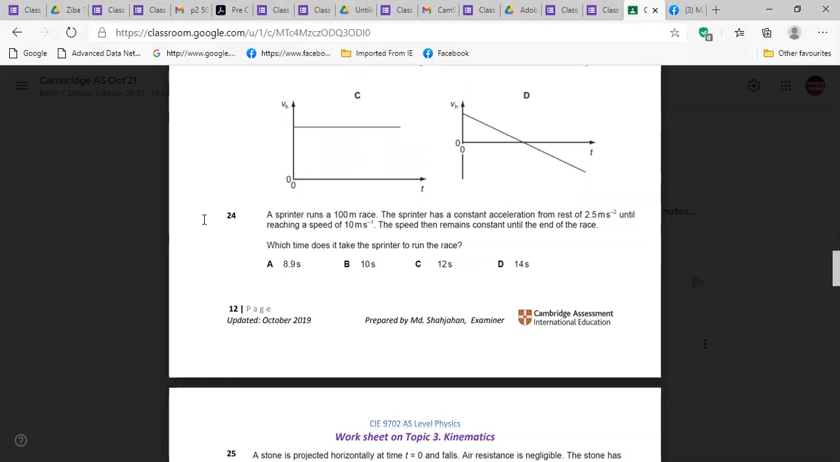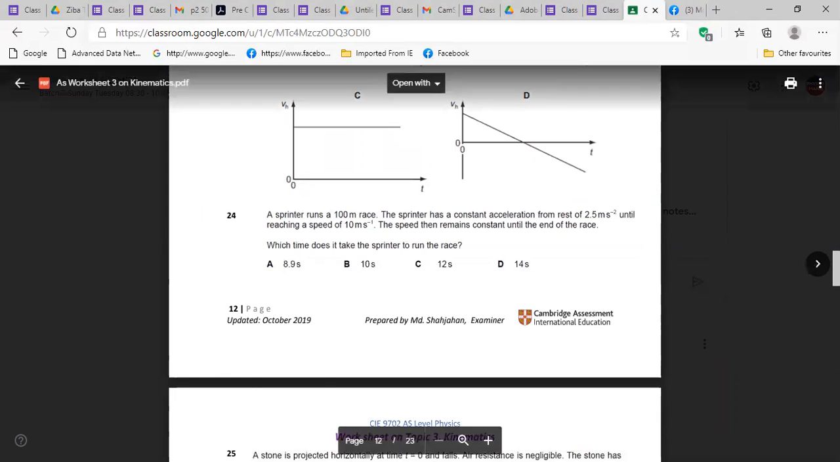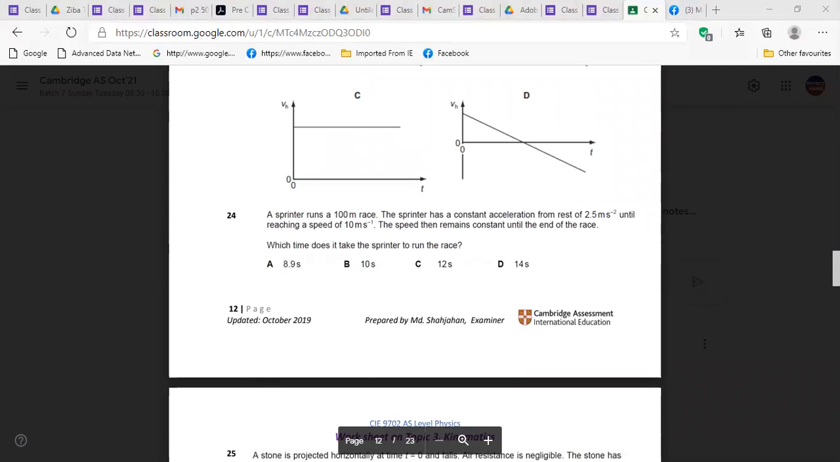So what is your answer? Oh, sir, my answer is C. And Asan's answer for 24? I also got C. Okay, you also got C. How? Sir, actually I got 12.5, sir.